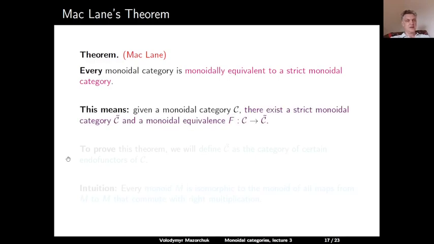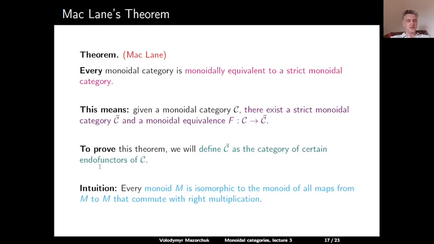This means, given a monoidal category C, there exists a strict monoidal category C tilde and a monoidal equivalence F from C to C tilde. To prove this theorem, we will define C tilde as the category of certain endofunctors of C. And that will be strict by the example from the previous slide. And the intuition how we construct C tilde comes from the fact that if you have a monoid M, then this monoid is isomorphic to the monoid of all maps from M to M that commute with right multiplication.